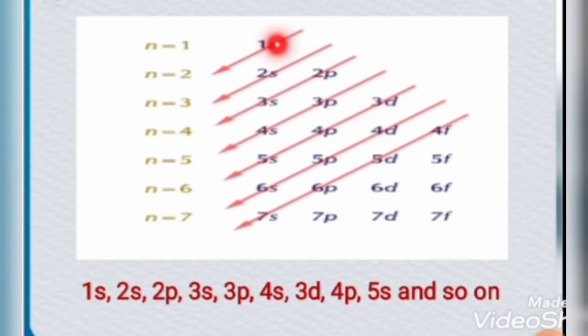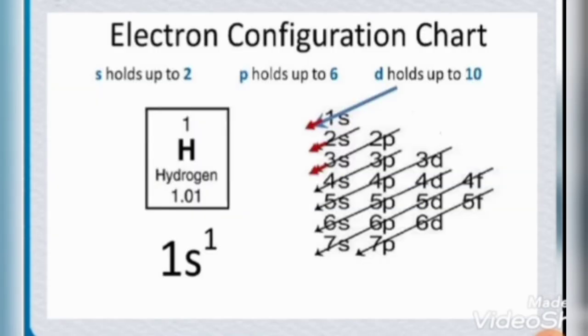Like this. This is the pattern you follow for filling up the electrons. First, you fill electrons in 1s, then 2s, then 2p, then 3s, then 3p, then 4s, then 3d, 4p, 5s, and so on, according to this given pattern. Let's have an example.